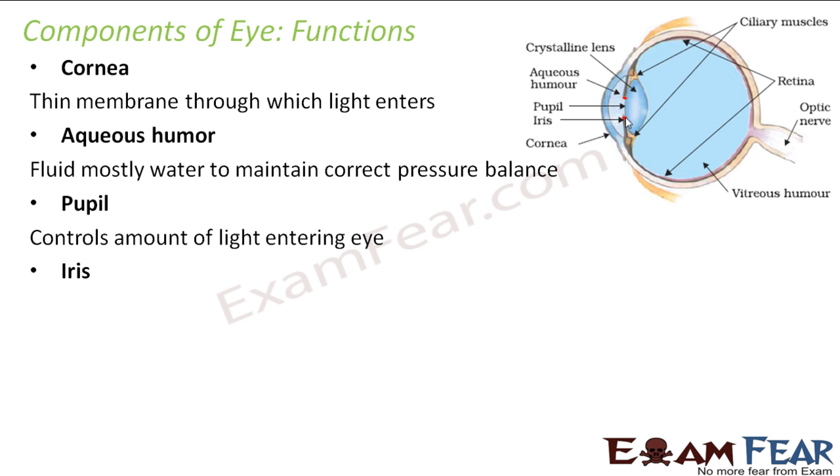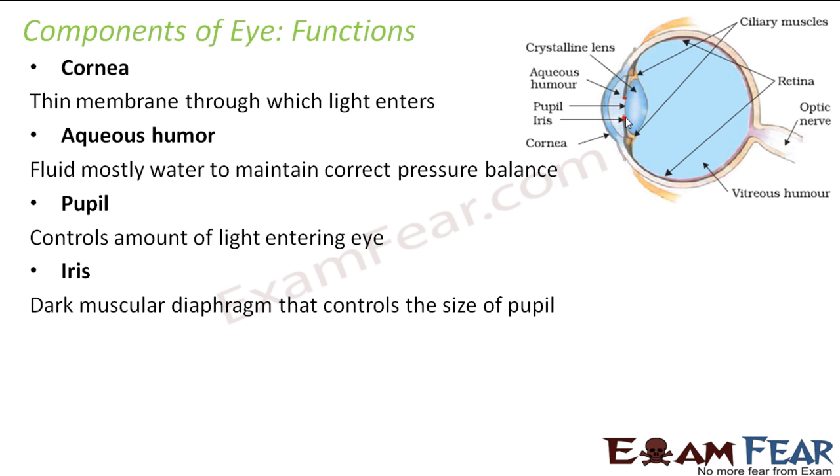Then we have another structure called the iris, which is a dark muscular diaphragm that controls the size of the pupil. So we can say that the pupil and iris together control the amount of light entering the eye. And once light enters inside the pupil, there is no comeback. It is unidirectional. That means once light has entered, it cannot come out, right? So the iris is this region, this diaphragm, which you can see here. It is a dark muscular diaphragm.